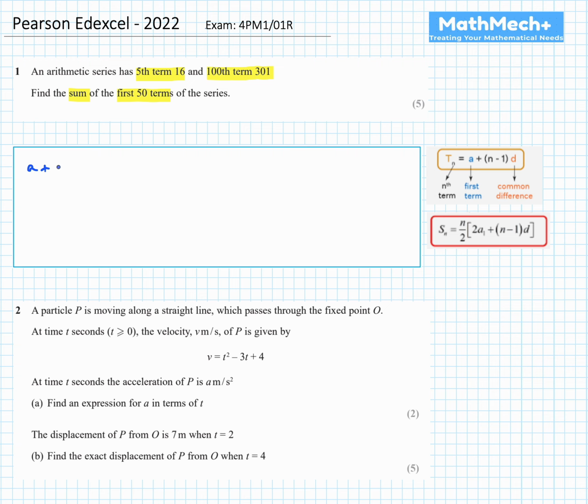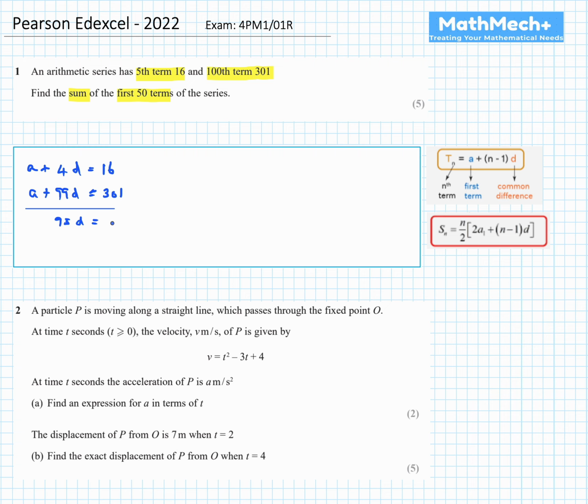So a + (n - 1)d. n minus 1 in this case is 5 minus 1, which is 4. It's equal to 16. Do the same for the second: a + 99d equals 301. We've got two equations, two unknowns, so we're going to use simultaneous equations through elimination.